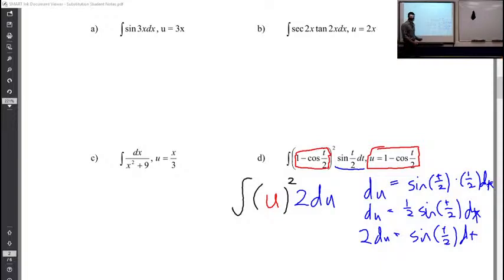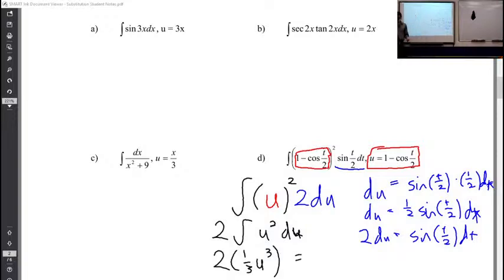And as we talked about on Friday, if I have a constant multiplied here, then I can take the 2 and bring it out in front. And now we just have u squared du. So the antiderivative of u squared will just be 1/3 u cubed.